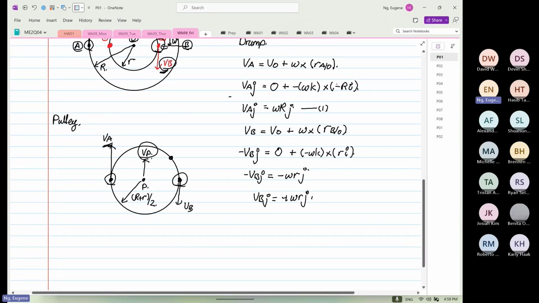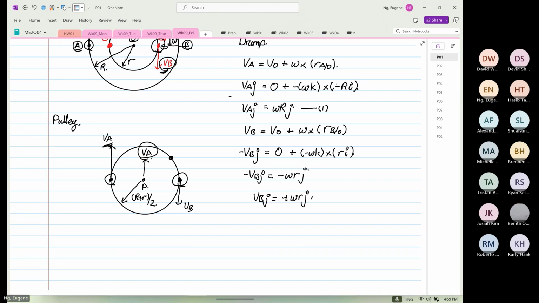That you can relate, nothing else, move on. Next, we are going to look at the pulley. So we're going to focus on the pulley now.